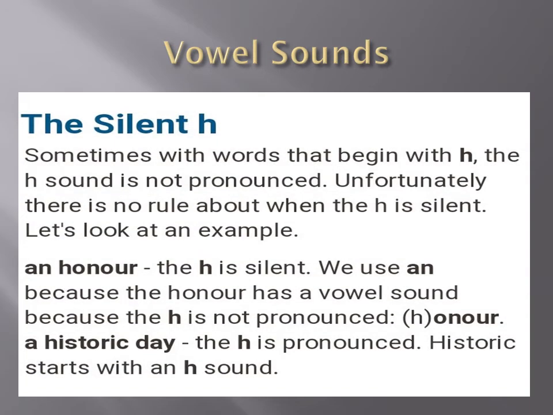The silent H. Sometimes with words that begin with H, the H sound is not pronounced. Unfortunately, there is no rule about when the H is silent. Let's look at an example. An honor. Over here, H is silent. We use an because honor has a vowel sound. Over here, we are not pronouncing the H, which is a consonant sound. We are pronouncing the word with a vowel sound. That's why we are putting an over here. A historic day. Over here, H is pronounced. Historic starts with an H sound, and H is a consonant sound. That's why we will put a over here.